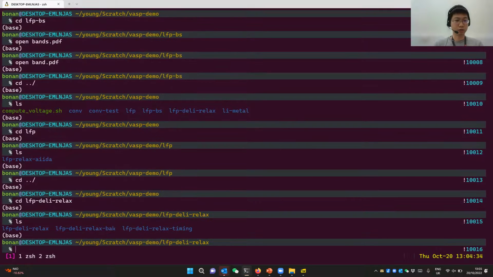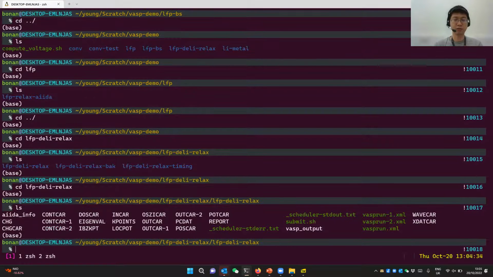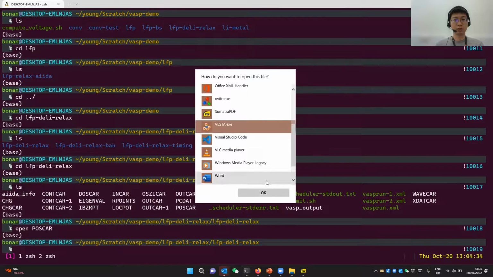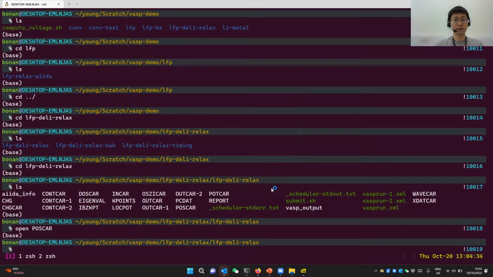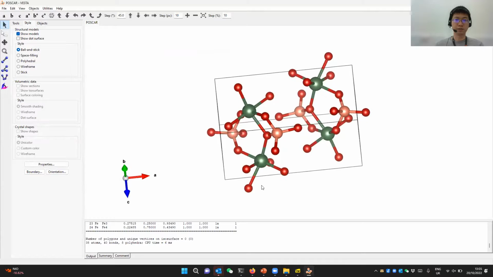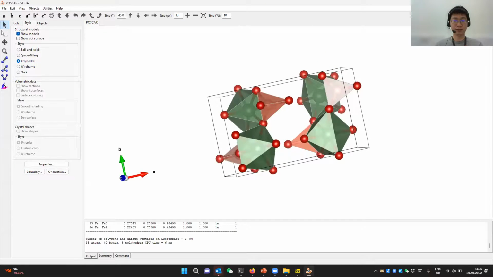I'll give you an example calculation. This is basically a relaxation of some kind of delithiated lithium iron phosphate structure. The structure looks like this, just to give you an idea. So this is like lithium iron phosphate, but with lithium removed. So it's like a delithiated phase.